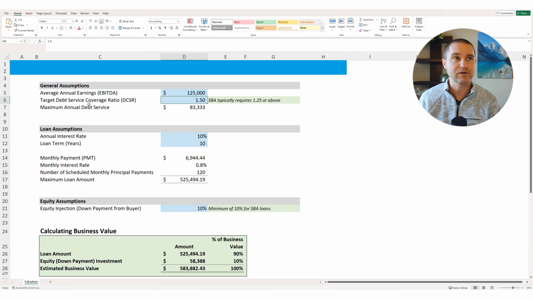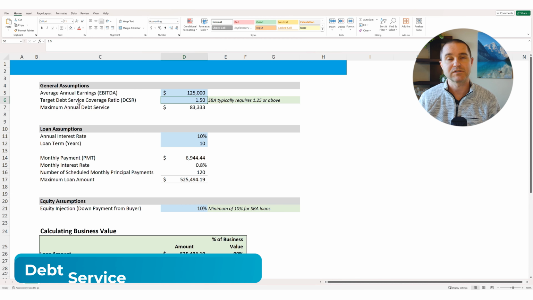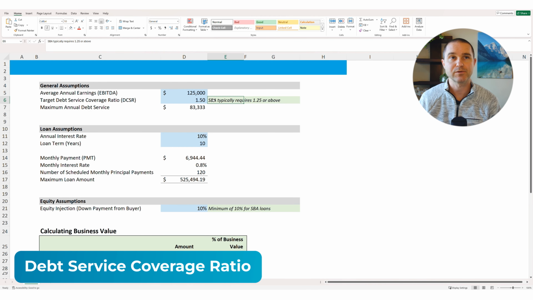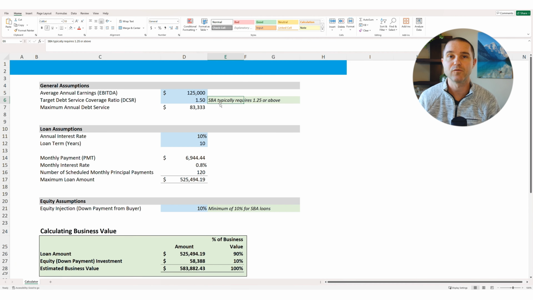calculated. So the next important assumption here is the debt service coverage ratio. The SBA is typically going to require a debt service coverage ratio of 1.25 or above. And so let's just say we try to make this as close to the edge as possible to get maximum value out of the business. So if we had earnings of $125,000, that means we can support $100,000 of annual debt service and maintain that 1.25 debt service coverage ratio. It means that there's $1.25 of earnings up here for every dollar of debt service, right?